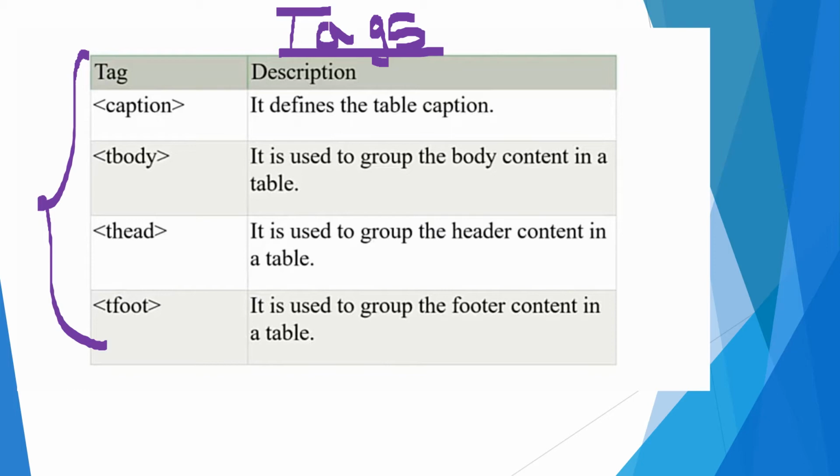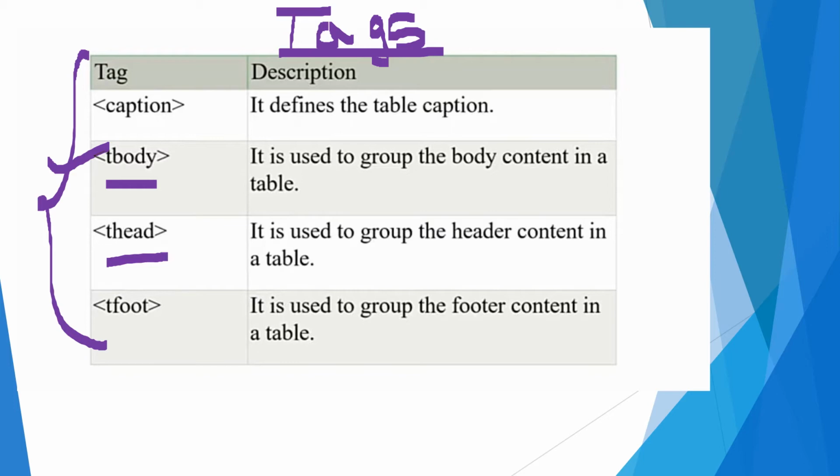And tbody. The tbody is what the table body contains: data cells. To group those data cells, we will use the tbody tag. Similarly, what the th contains: headers or fields. To group these header contents in a table, we will use the thead tag.